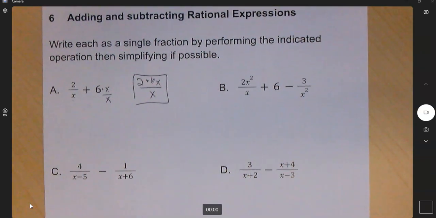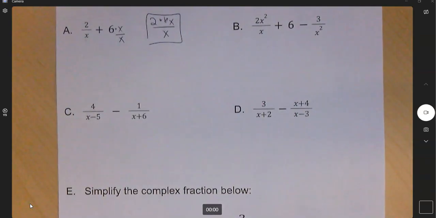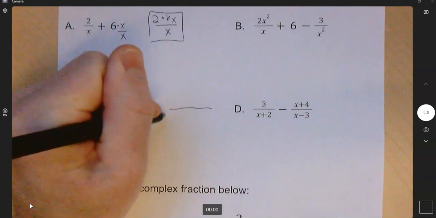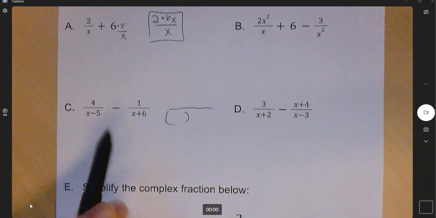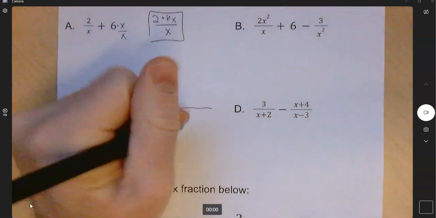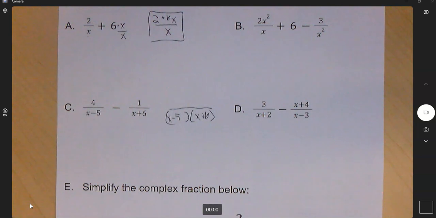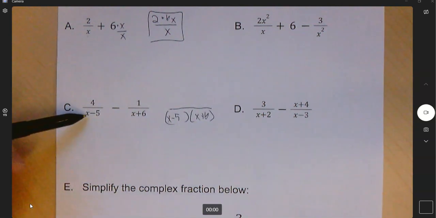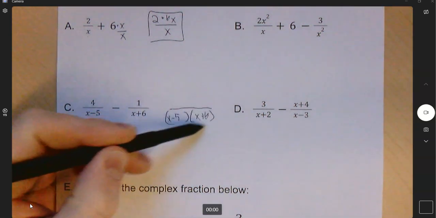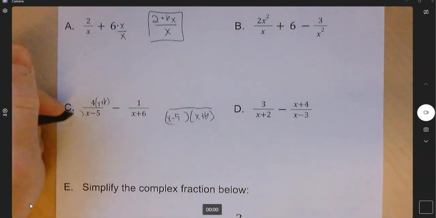Let's try C. I'm looking at those denominators. I'm thinking I definitely need an x minus 5 in my common denominator. That has to happen. So I see an x minus 5 here. I have to have one in my common denominator here. I see an x plus 6 here. So I know I'm going to need an x plus 6 here. Now, which one is missing which one? Like, this one has the x minus 5, but it doesn't have an x plus 6. So I'm going to multiply the top and bottom by x plus 6.